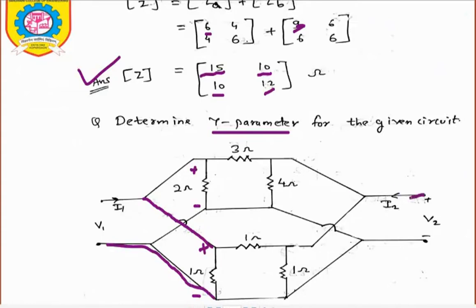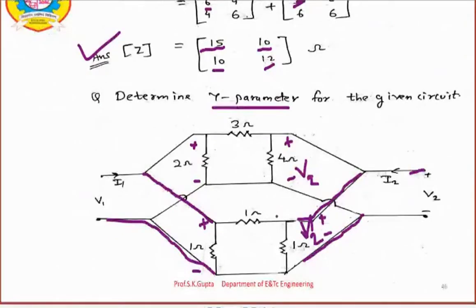From the output side also, this is V2, and this is also V2. This is the positive terminal and this is the negative terminal of V2. So this is also our V2, plus minus. So it is a parallel connection.